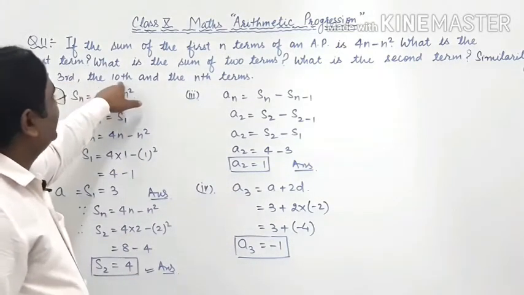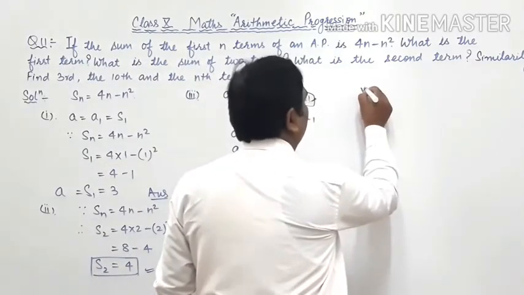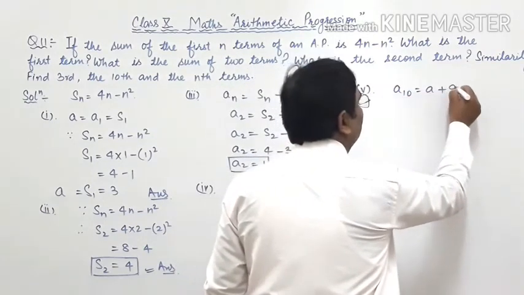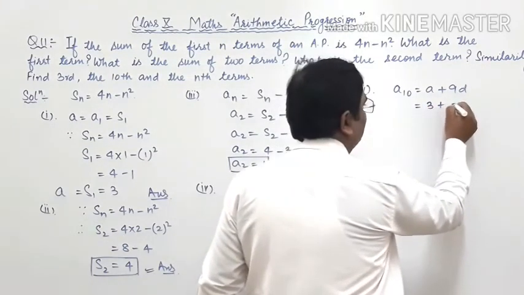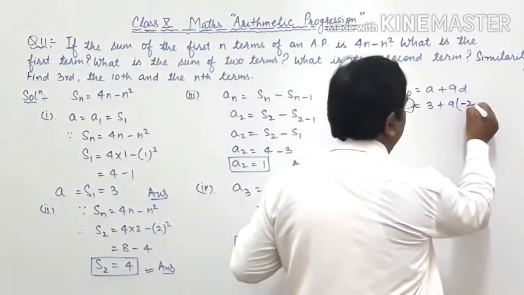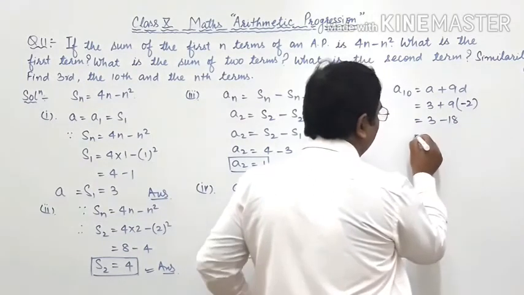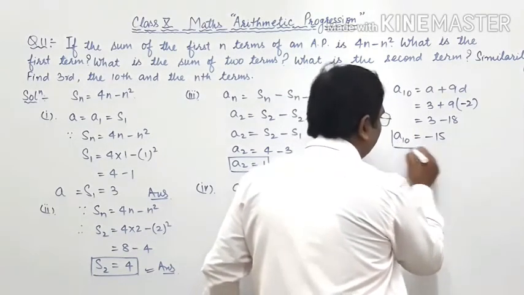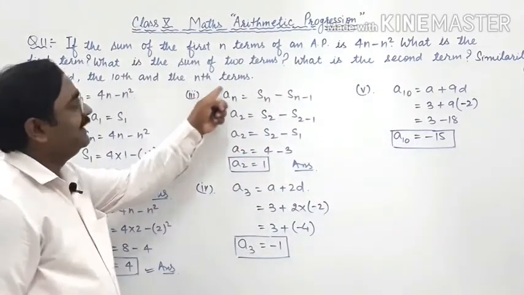After that, find the 10th term also, which means in the fifth part we have to find A10. And A10 is equal to A plus 9D. A is 3 plus 9 multiplied by D, which is minus 2. So 3 minus 9 2s are 18, which gives you minus 15 is the value of A10, right?